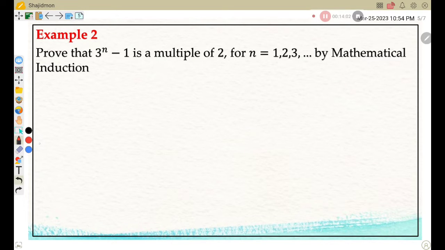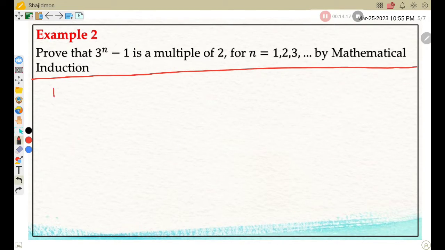Prove that 3 power n minus 1 is a multiple of 2 for n equal to 1, 2, 3, etc., by mathematical induction. Okay, so you can see this question. What we need to prove by mathematical induction? What is P of n? What is our statement here?